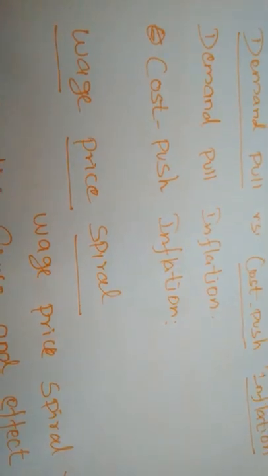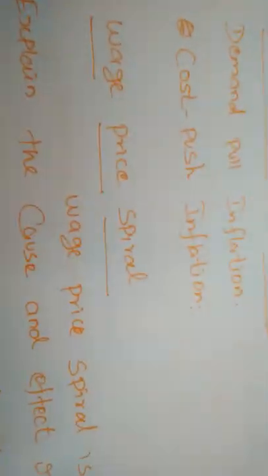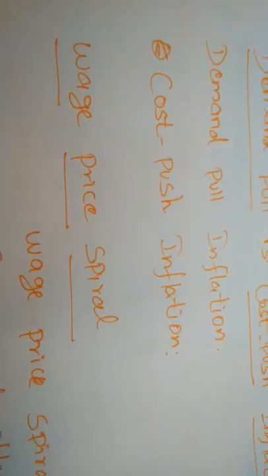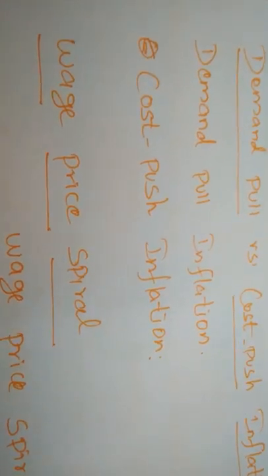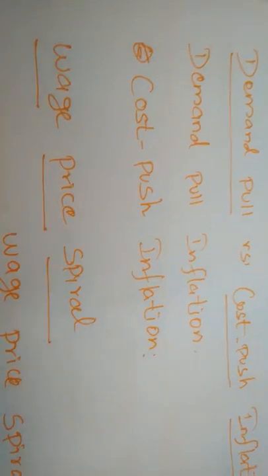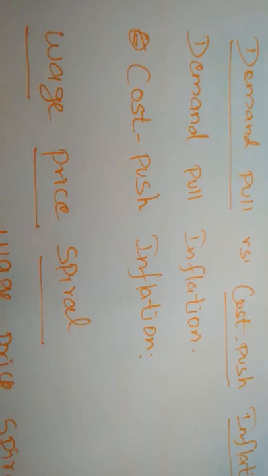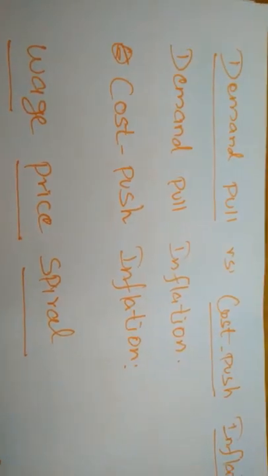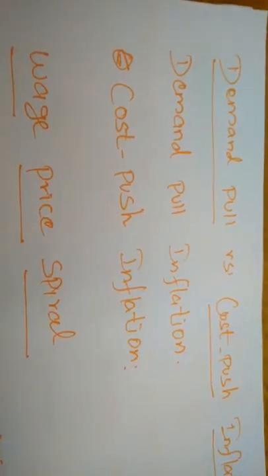Next one, cost push inflation. Cost push inflation means inflation on the basis of the cost of production. All producers spend some amount of money to produce any commodity. But suddenly the raw materials or the production cost increase, so the production cost also will be included in the price of the commodities. Normally all the cost of production is included in the price of the commodity.